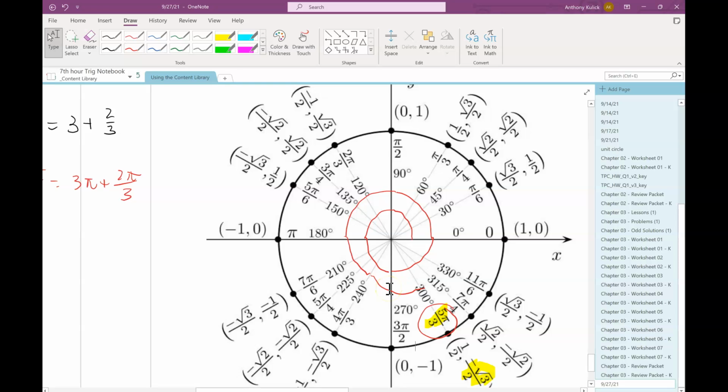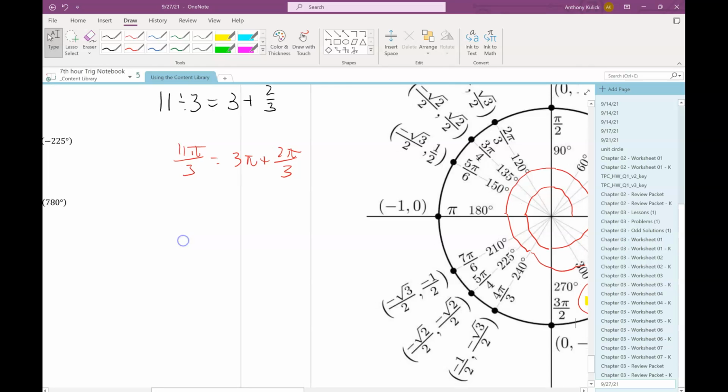Or, if you wanted, what I did was 11 pi over 3, and I subtracted 2 pi, and that gave me 5 pi over 3. Here, would it matter if you added or subtracted 2 pi? Well, yes, here it would matter. And the reason it's going to matter is because if I add 2 pi, I'm not going to get a unit circle angle. I'm not going to have a number that's on the unit circle.